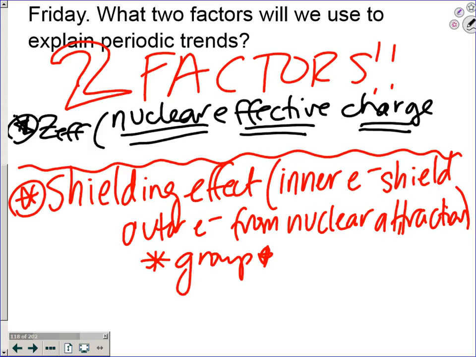Okay, so those are the two factors, and this one is going to be helpful in describing what kind of trend, period or group? Period trend, and that's going from left to right. Okie dokie. So that's a quick review from there.